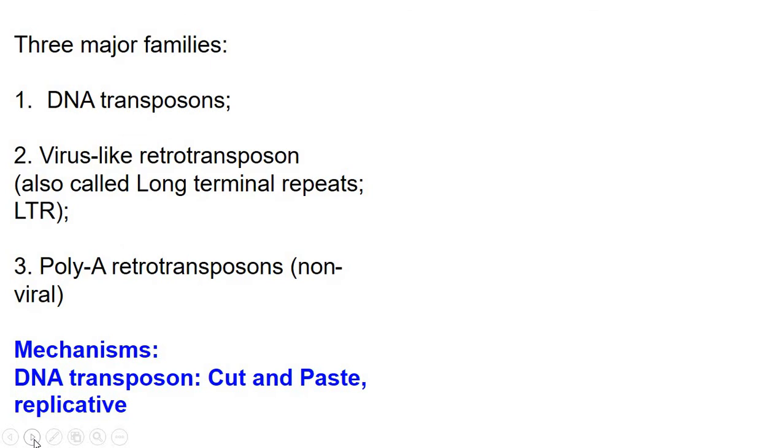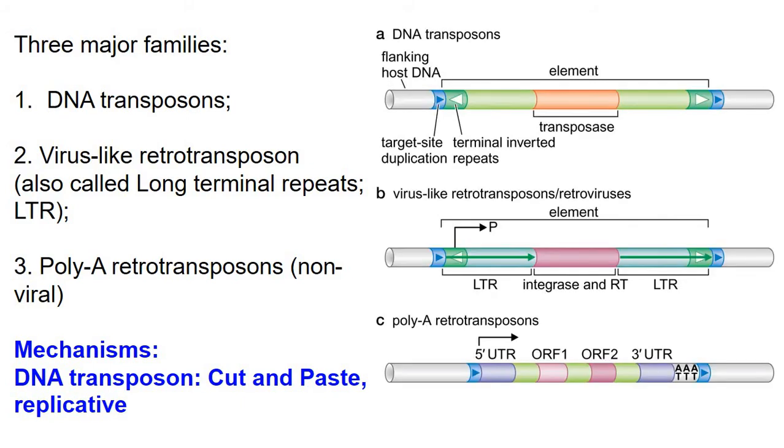Okay. So we were talking about transposable elements. We talked about three major families of transposable elements: DNA transposons and two types of RNA transposons or retrotransposons. These retrotransposons can be virus-like retrotransposons, also known as LTR or long terminal repeat containing retrotransposons, and poly-A retrotransposons. These are non-viral retrotransposons. And we were talking about different mechanisms, how these transposable elements jump from one place to another place in the genome.